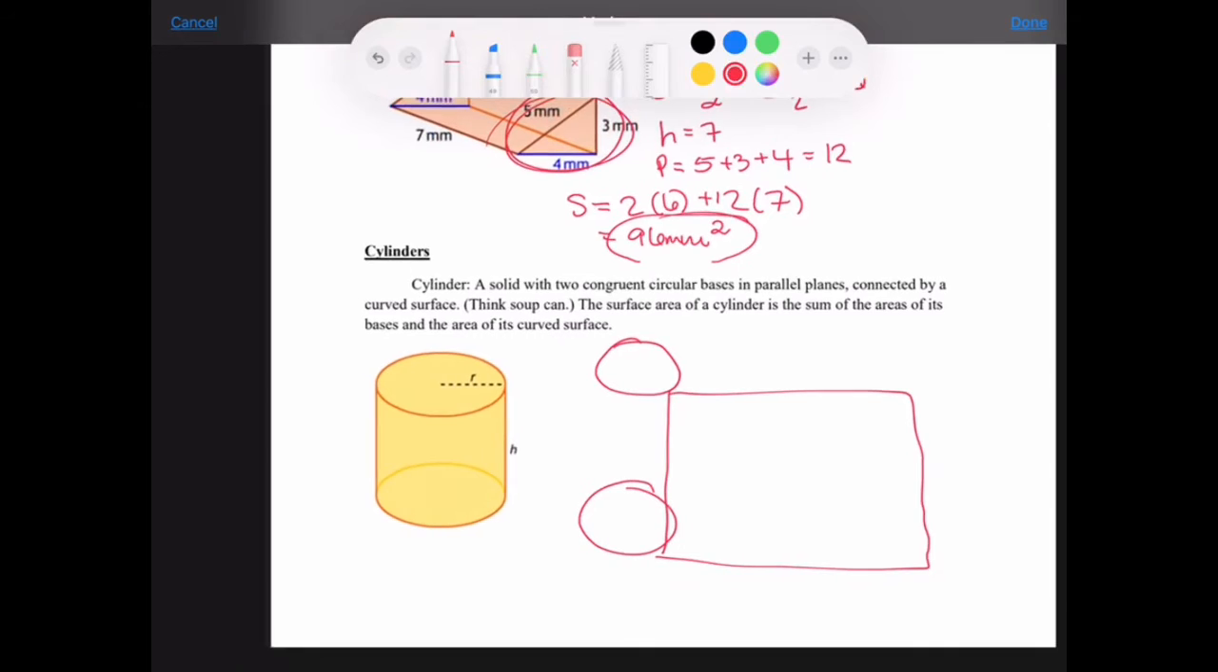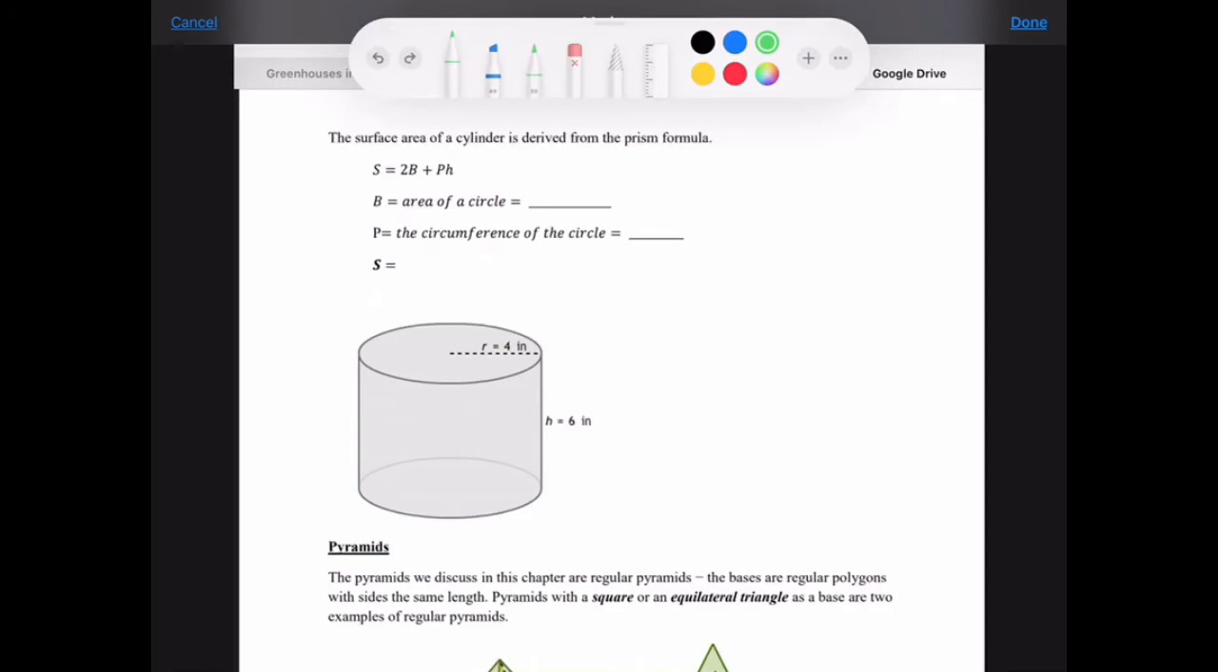Now let's look at the formula for this. The surface area of a cylinder is derived from the prism formula, which is surface area equals 2 times base area plus the perimeter of the base times the height.